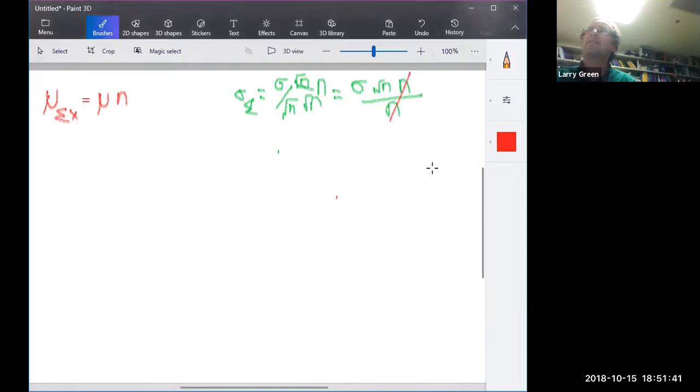Got it? So what we get here is sigma sub, I'm going to call that sigma x. So the standard deviation of all possible sums is equal to sigma times root n. Any questions on that?